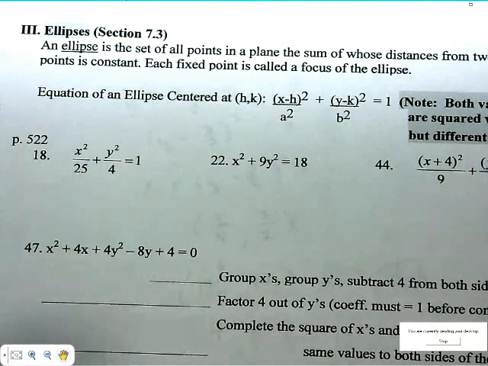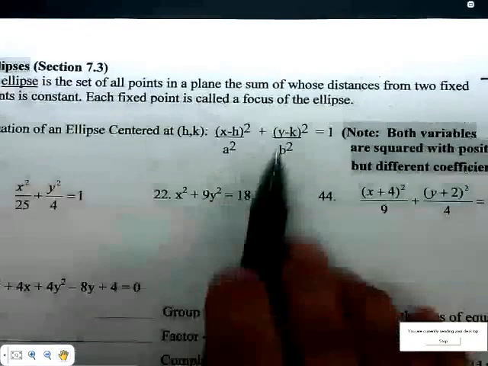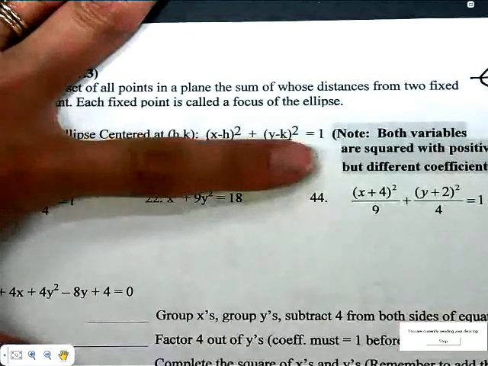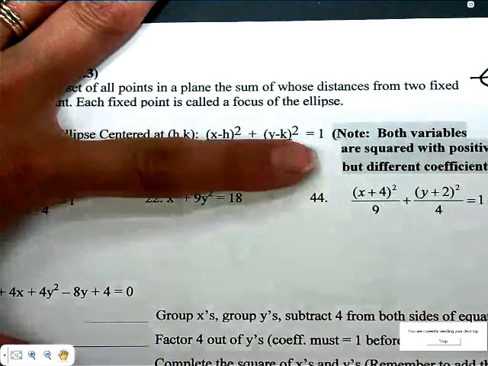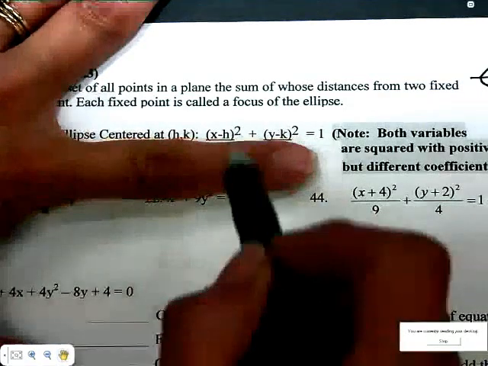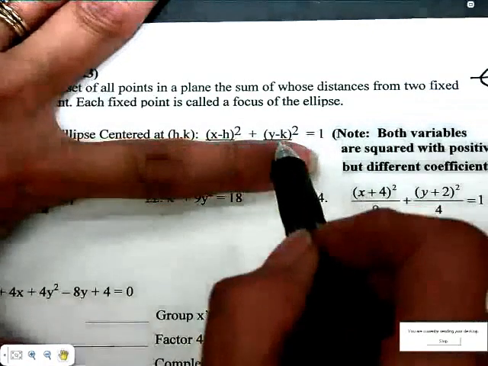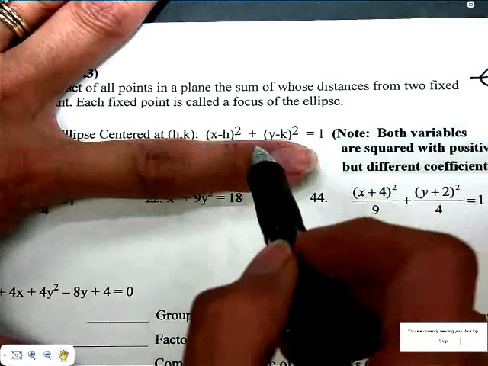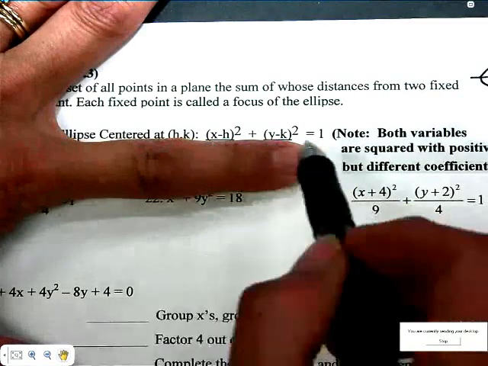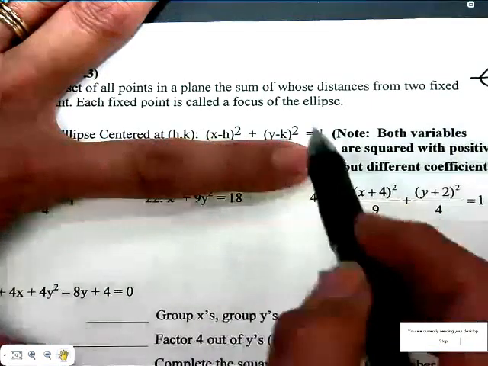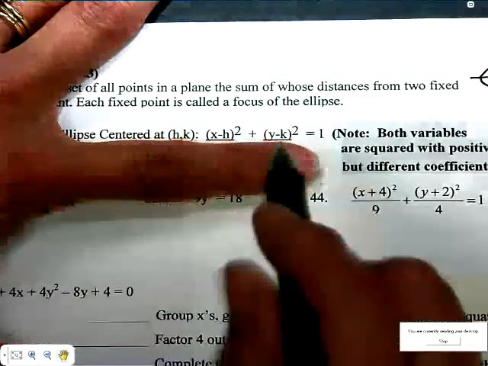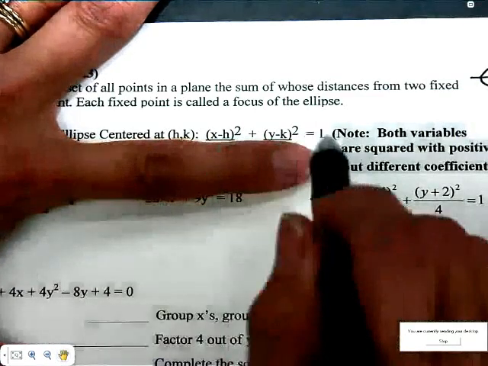Look at this equation of an ellipse. If I just covered up that a squared, b squared in the denominator, that would just be the equation of a circle. Both variables would be squared with the same positive coefficient. That would be a circle with center h, k and radius what? This is the equation of a circle. What's its radius? Square root of that constant on the right-hand side, it would just be 1. This would be a circle whose center was h, k and whose radius is 1.